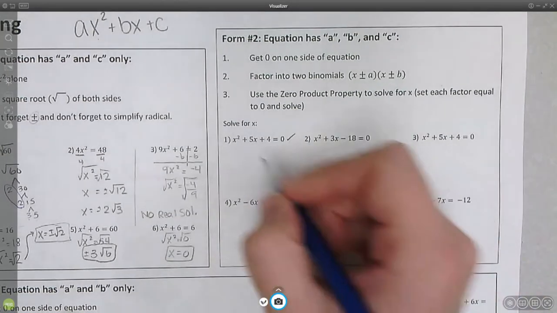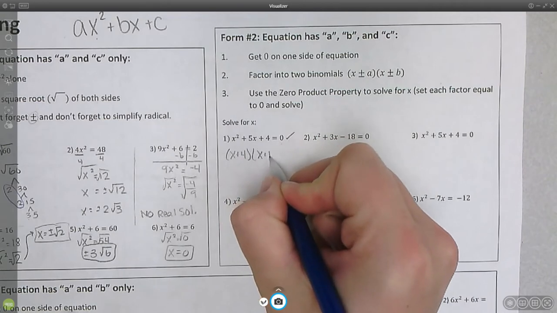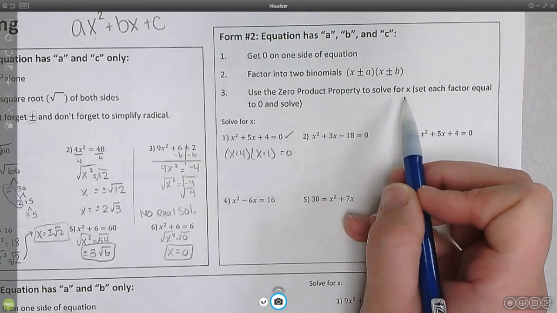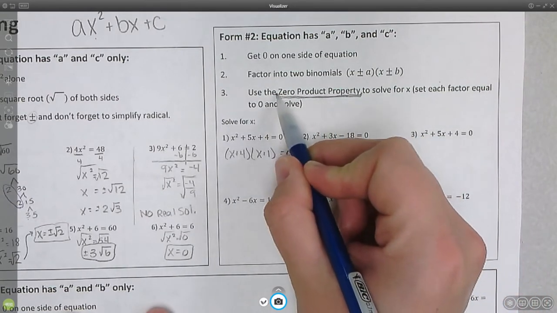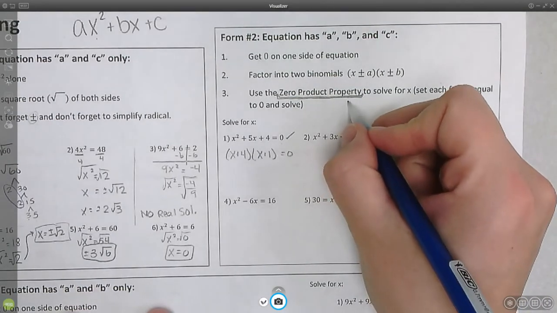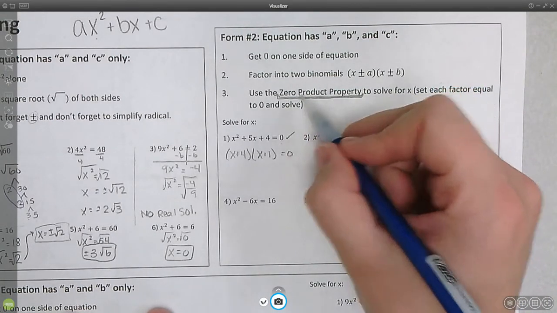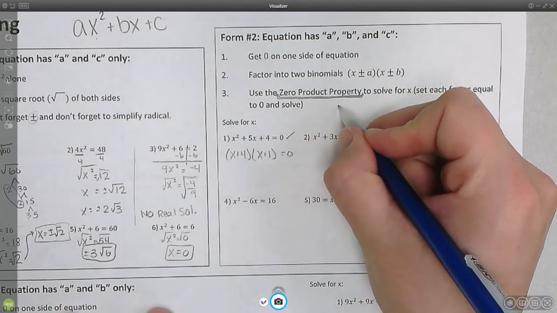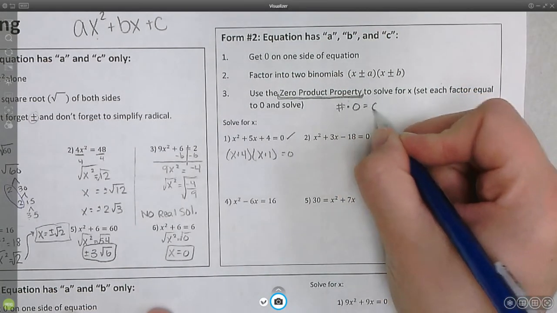So this was on the last page, so I'm just going to go through these quick. So x plus 4 and x plus 1. Then use the zero product property to solve for x. So all this means, zero product property means, so 0 is 0. Product means you're multiplying. So if I take some number times 0, what do you get?